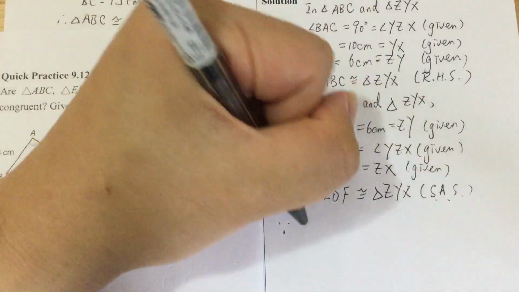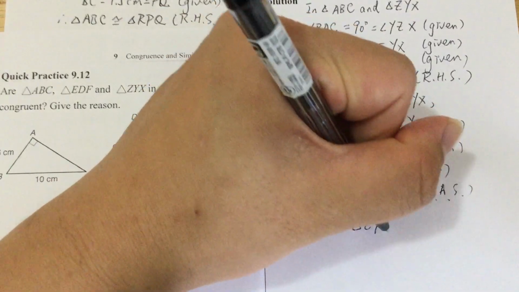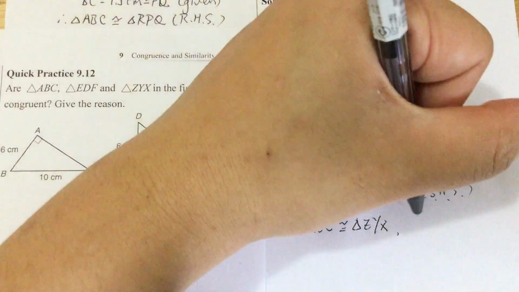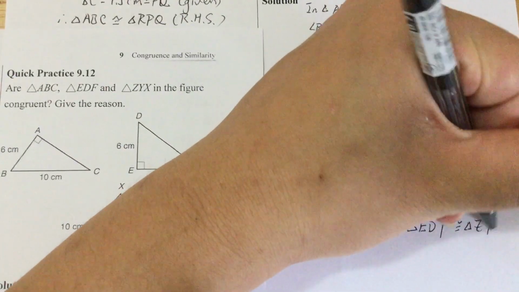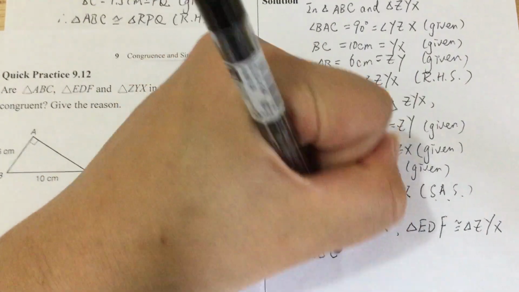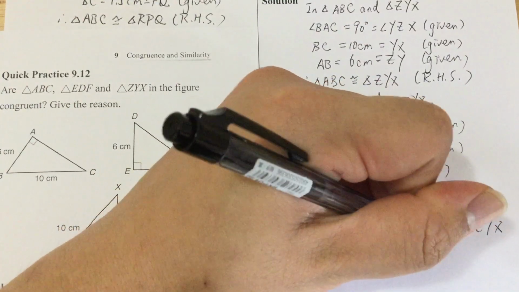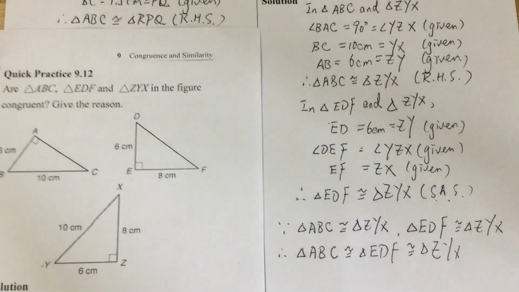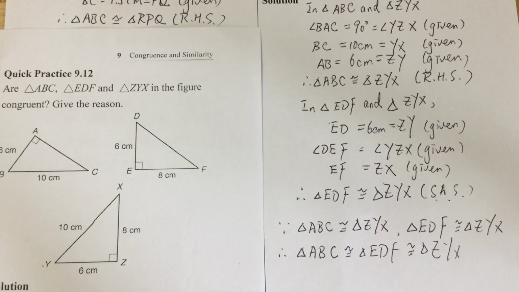So because triangle ABC is congruent to triangle ZYX and triangle EDF is congruent to triangle ZYX, so we can say triangle ABC is congruent to triangle EDF is congruent to triangle ZYX. So we prove these triangles. Okay, this is the full steps of this quick practice 9.12. I give you a 15-second pause first.